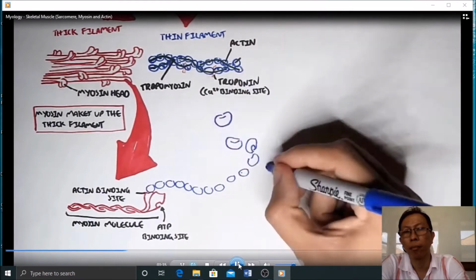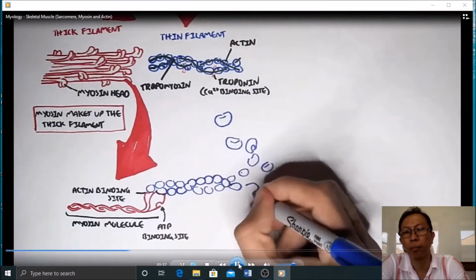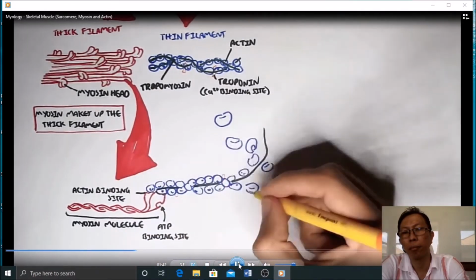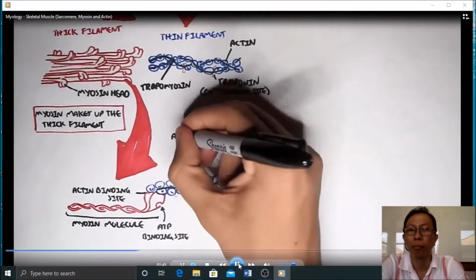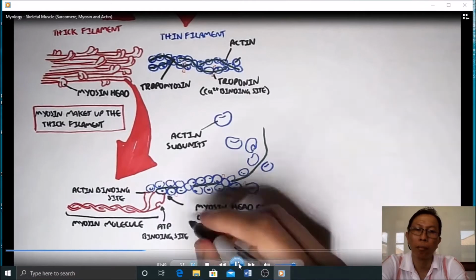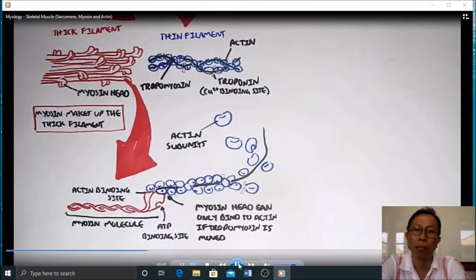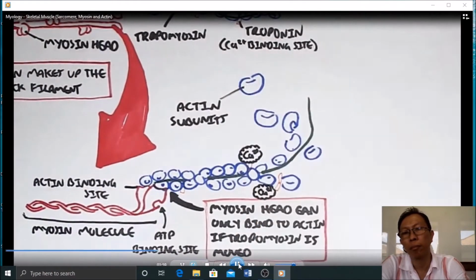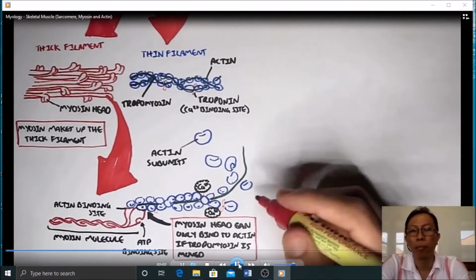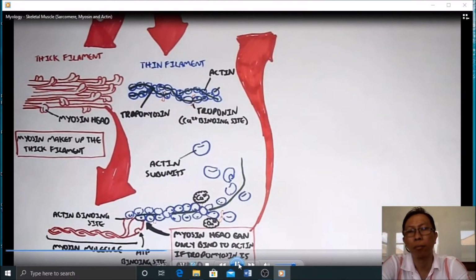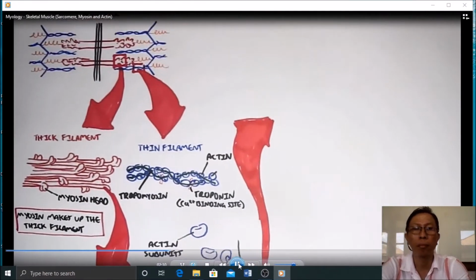So here we have a thin filament with actin proteins. And the thin filament is made up of actin subunits here. But an important note to make from this structure is that myosin heads can only bind to actin subunits if tropomyosin is moved. And as you can see, the tropomyosin has moved here. And it's moved because calcium binds onto this orange structure, the troponin. And so let's look at this in more detail. So myosin heads can only bind to actin if tropomyosin is moved.